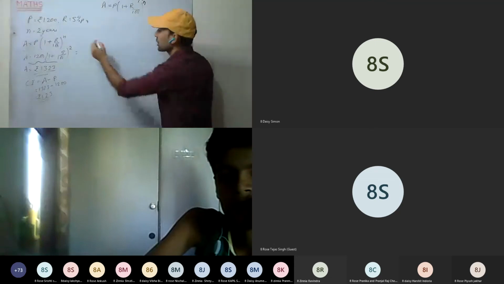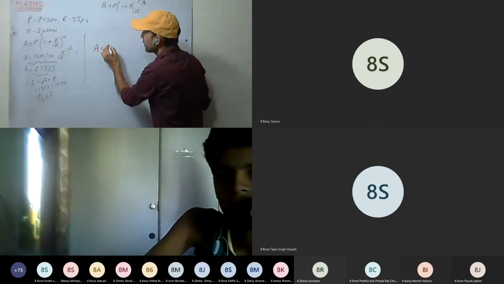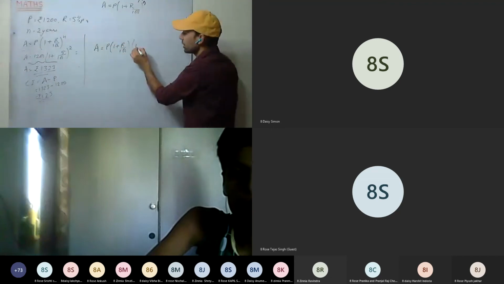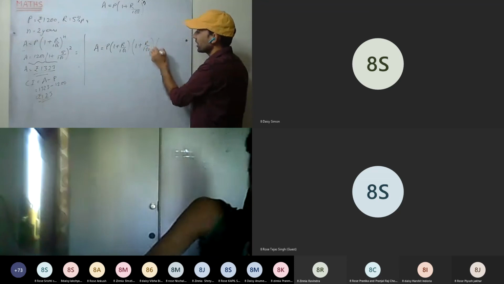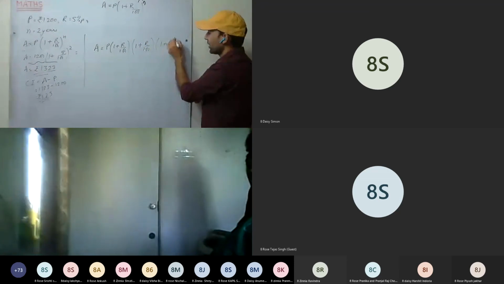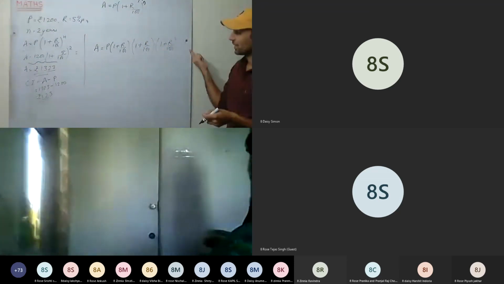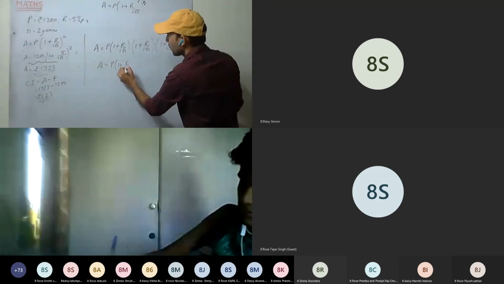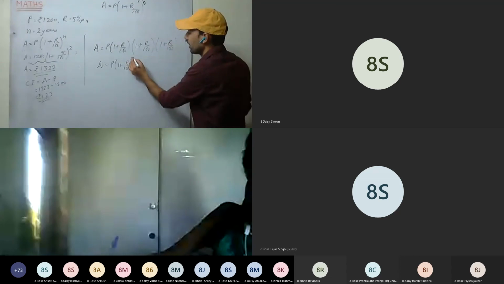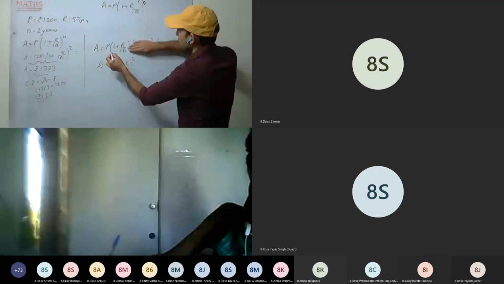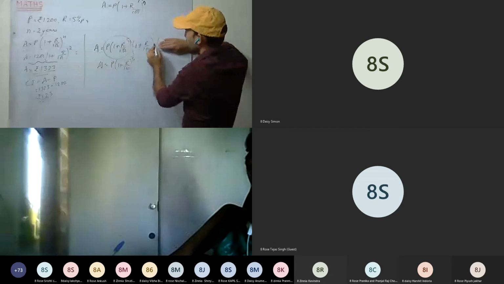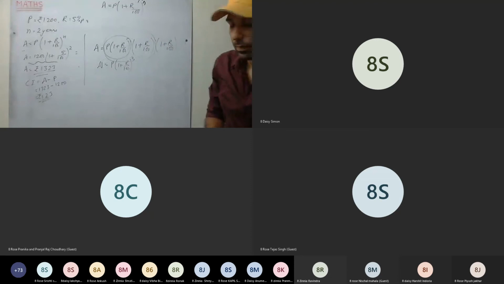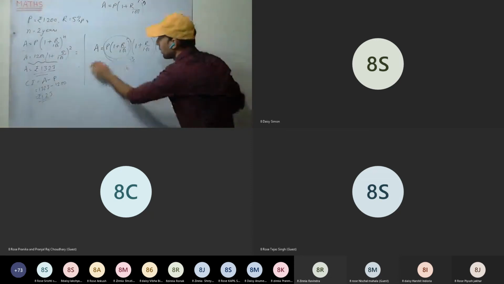See here, I'll give you a brief idea. For 1 year, P into 1 plus R upon 100. Again for the second year, 1 plus R upon 100. For the third year, 1 plus R upon 100. It goes like this. So for 3 years, A equals P into 1 plus R upon 100 cubed. For the first year, this is the principal. For the second year, this is the principal. For the third year, this acts as the principal. Or simply we put the formula.